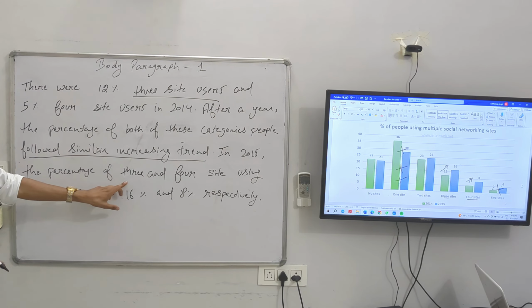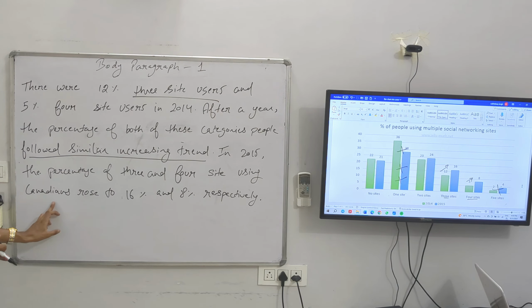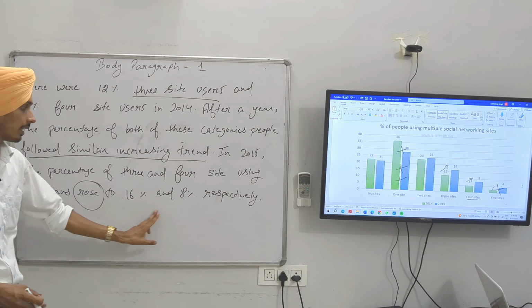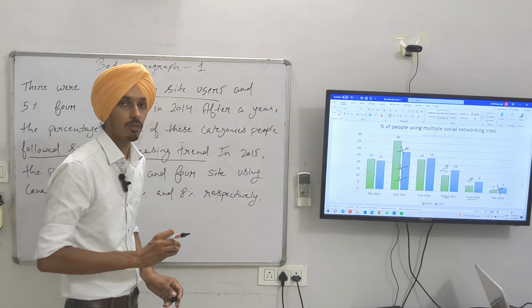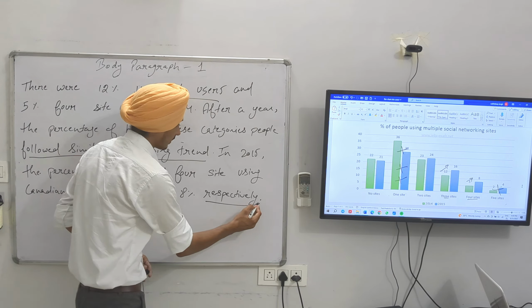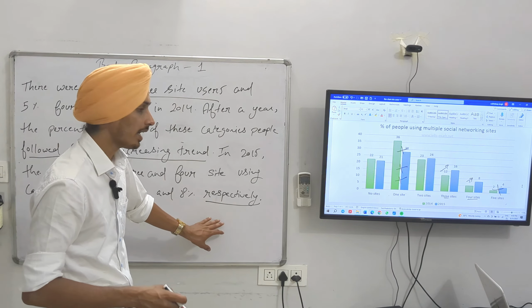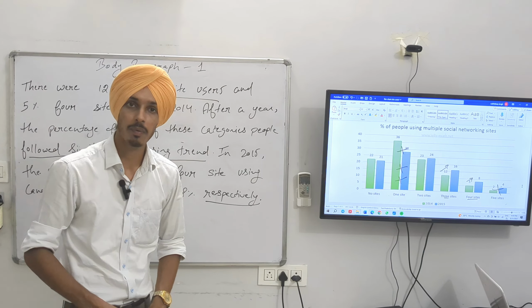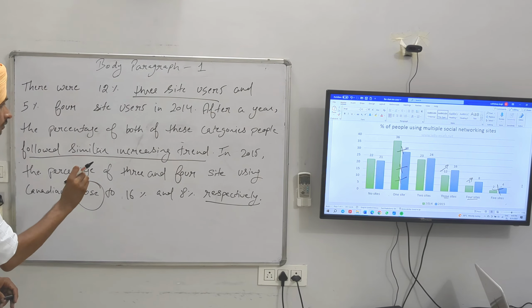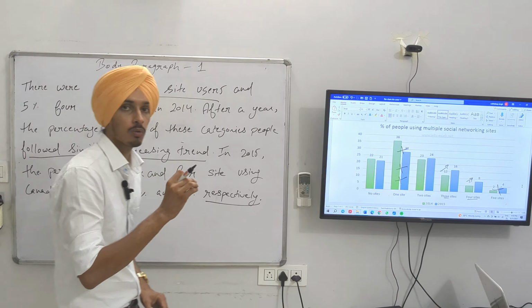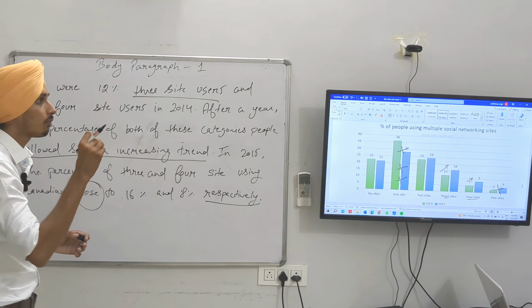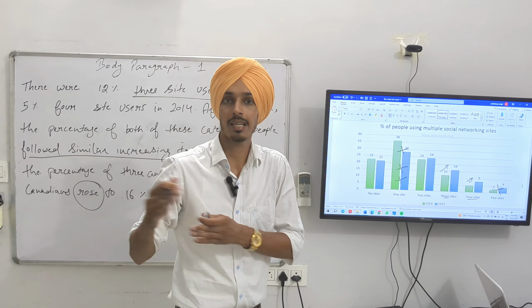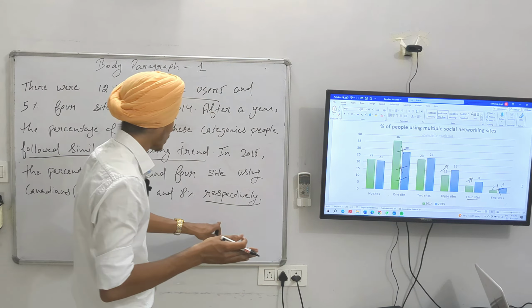In 2015, the percentage of 3 and 4 site using Canadians rose, means it increased to 16% and 8% respectively. So, this sentence is also very great to use. This word is really fascinating. So, why is it fascinating? What is the meaning of using respectively? When you have grouped two or more than two things together and you are going to give the data of those two or three things separately, we use respectively.